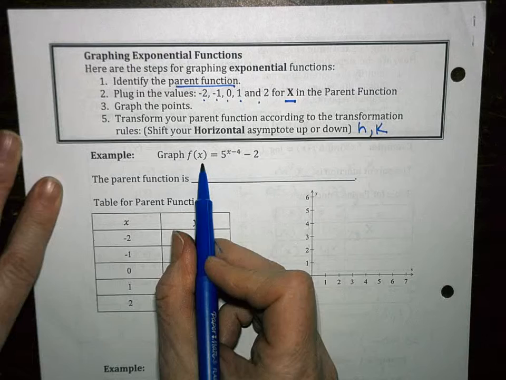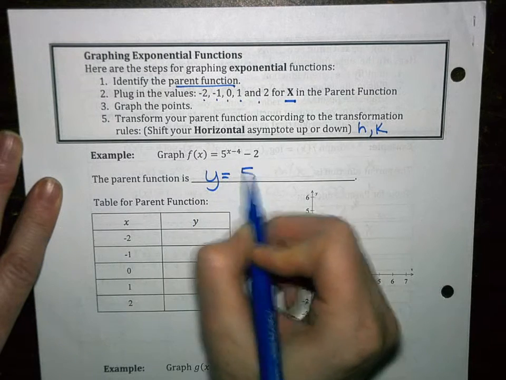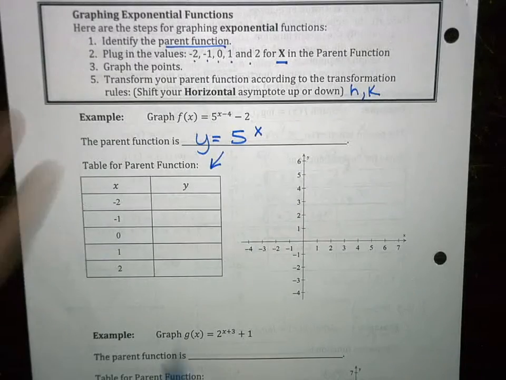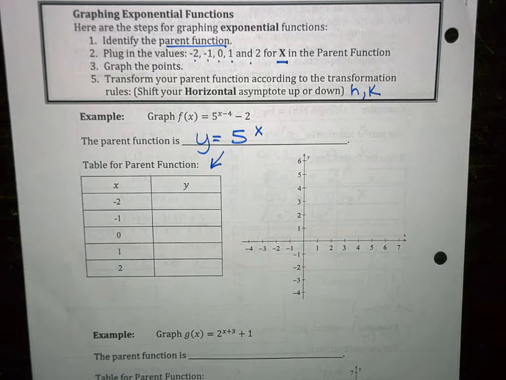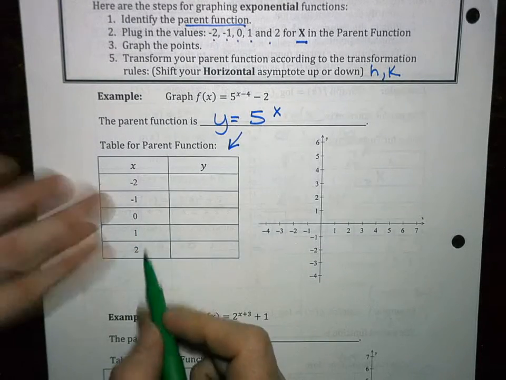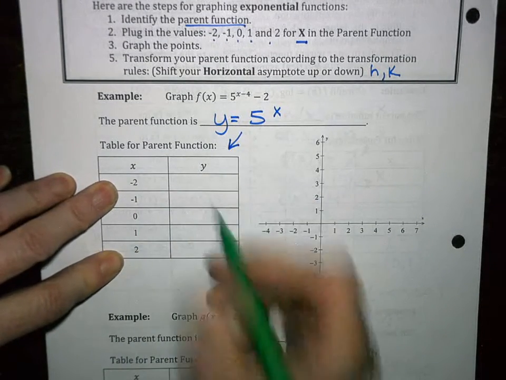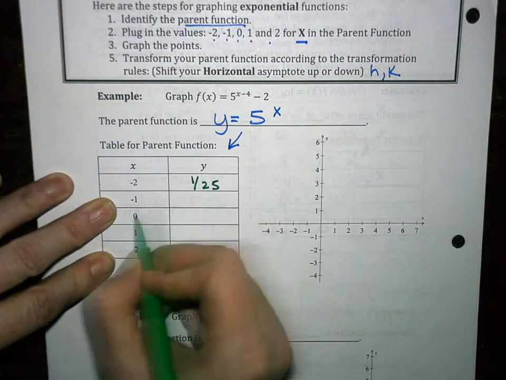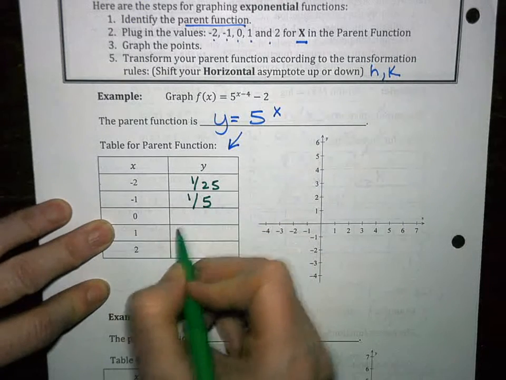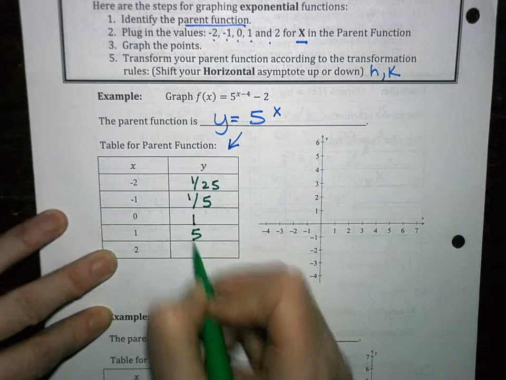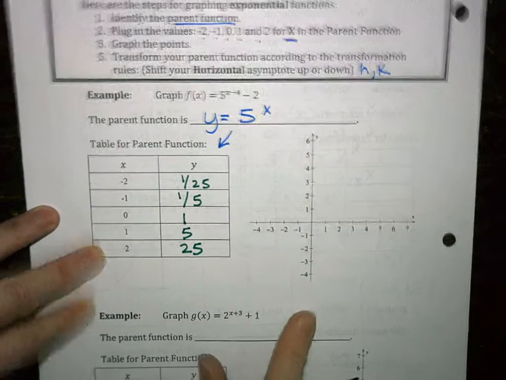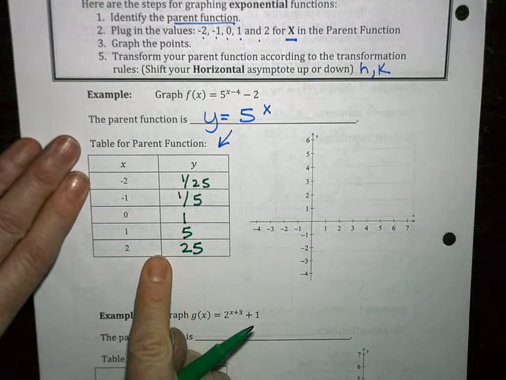The parent function of this graph is y equals 5 to the x. This is what we're going to put in the table. That's what the table's for. So I am going to do the parent in green. We already put in the values right here, and I'm going to now calculate them. What is 5 to the negative 2? Well, that's 1 over 25. And when I put in negative 1, I get 1 over 5. What does the negative do? It flips it to the denominator. 5 to the 0 is 1, 5 to the 1 is 5, 5 to the 2 is 25. There's my table.